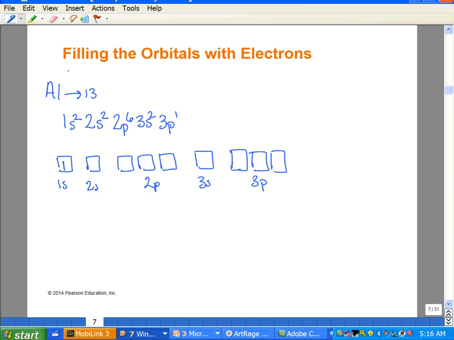So we're going to go ahead and put our 2 here, put our 2 here, in opposite spins. If we didn't already have the electron configuration, we wouldn't be able to go ahead and fill these. We have to fill them parallel first. 1, 2, 3. And then we come back and pair them up with opposite spins. So that's our 10 electrons. This is our 12. And now this is our 13th.